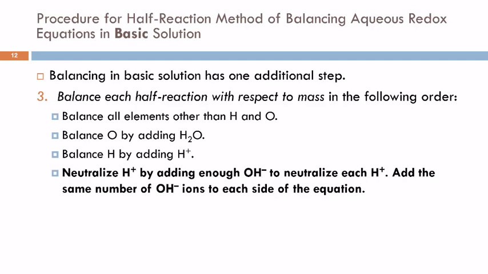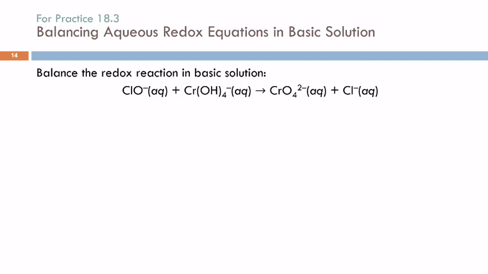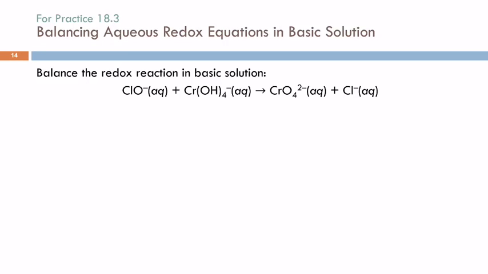Instead of an acidic solution where we have hydrogen ions, this is a basic solution where we have hydroxide ions. And so what we're going to do is add enough hydroxide ions to the equation that has hydrogen ions in it to neutralize them, and just add the same number of hydroxide ions to each side. So we need to do an example of this. Let's do this one because we already did a permanganate example, and this will just be slightly different. I think that's the last one. Yeah, so just this one last example.